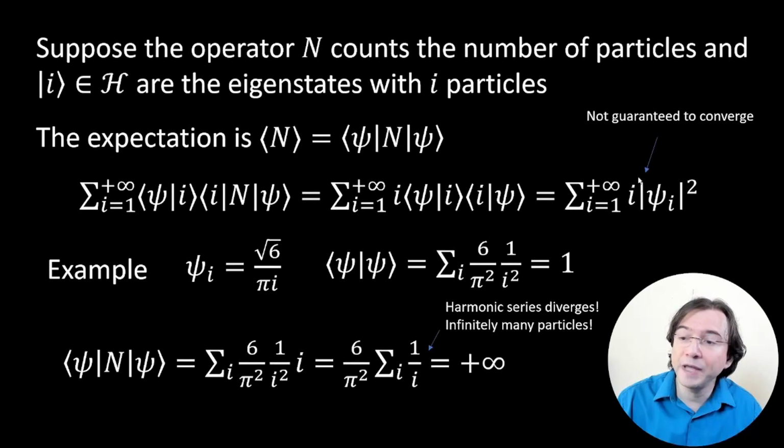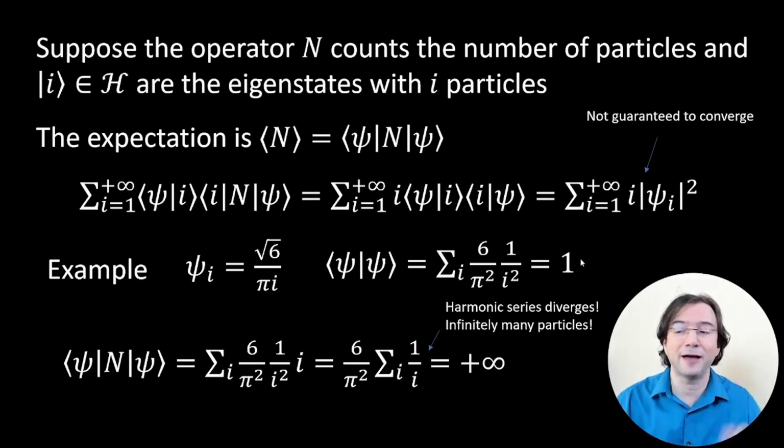Now, what we had is that the sum of |psi_i|^2 is guaranteed to converge, but now we are multiplying by an i, and so now this is no longer guaranteed to converge. So, for example, if we take psi_i to be the square root of 6 over pi^2 times 1 over i, and we calculate the norm of psi, we have 6 over pi^2 times 1 over i^2, and the series of 1 over i^2 converges to pi^2 over 6, so these cancel out, and we just have a nice unit. So the components actually give us a normalized vector, which is nice.